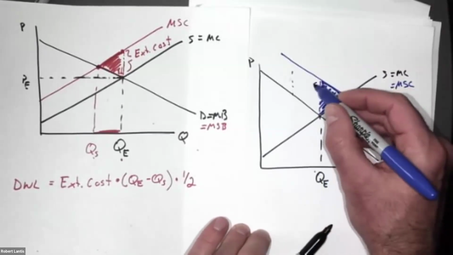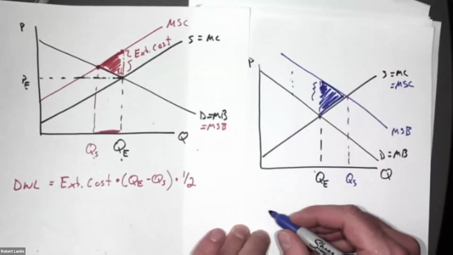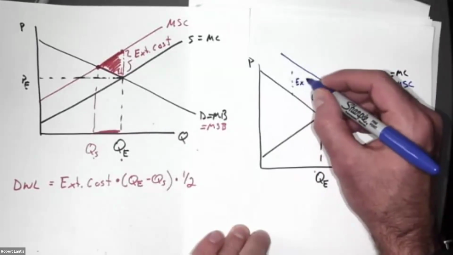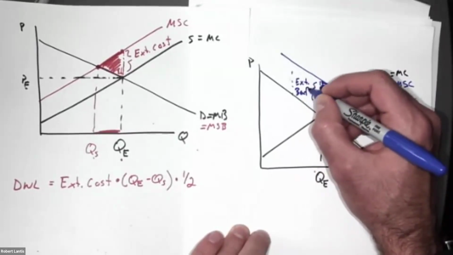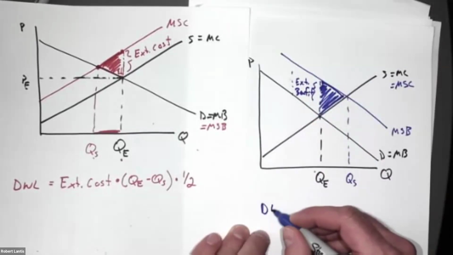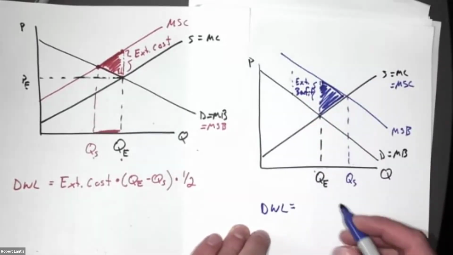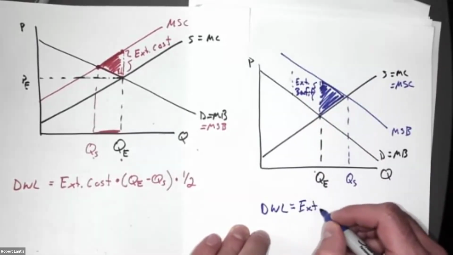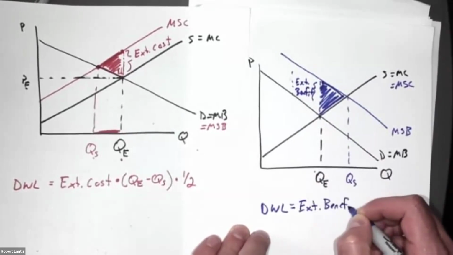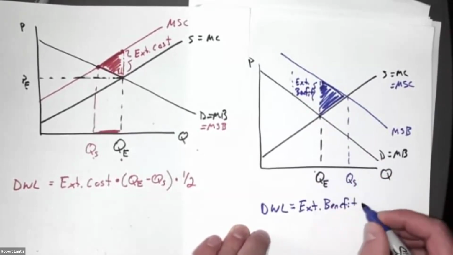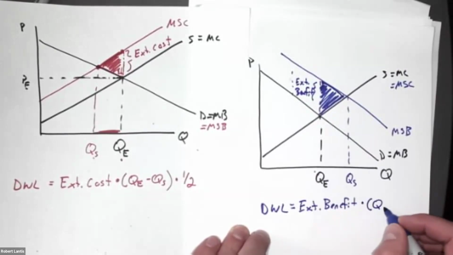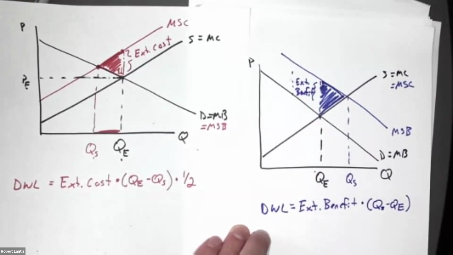So notice, what is the height of that triangle always going to be? My external, I didn't leave myself a lot of room, but benefit. So when I'm thinking about deadweight loss from a positive externality, the height of that triangle is always the external benefit. What's the width always going to be? How many units the market is underproducing by. And then it's a triangle where we have linear supply and demand, so we then multiply it by 1/2. Okay.